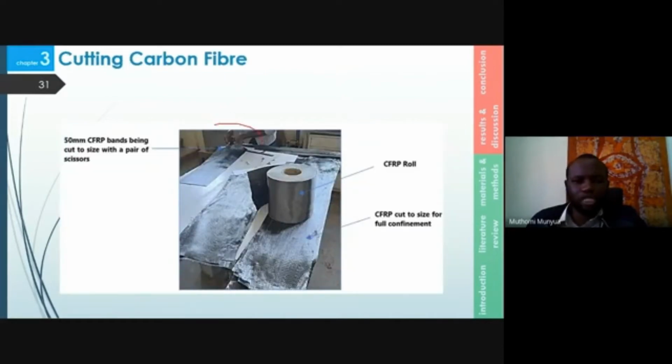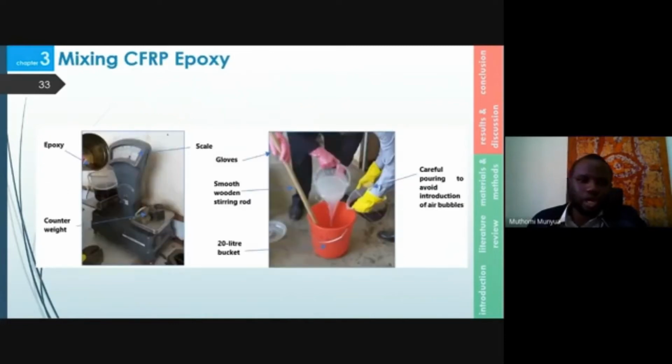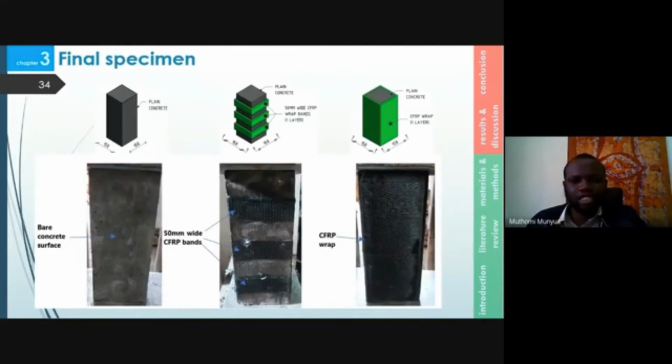Carbon fiber was cut to size using an ordinary pair of scissors, and to bind the carbon fiber to the columns, an epoxy set is usually required, a combination of a resin and a hardener, mixed in the ratio of 1:2. The epoxy was mixed and applied according to manufacturer specification, with safety precautions being taken throughout the study. These are the pictures of the final specimen that were used.